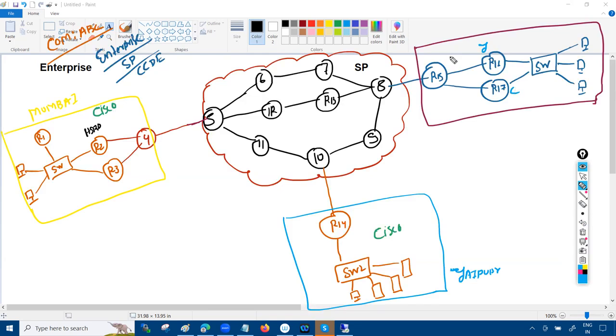So in that case, you cannot go with the FHRP protocol, right? You have to go with the VRRP protocol. So we are running with the VRRP between the R16 and R17 so that we make high availability over there.